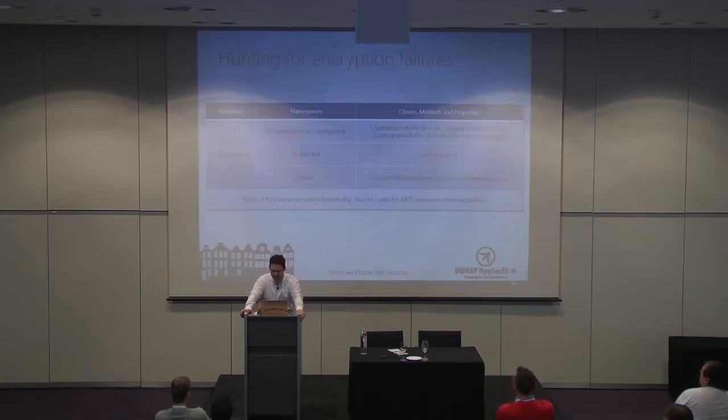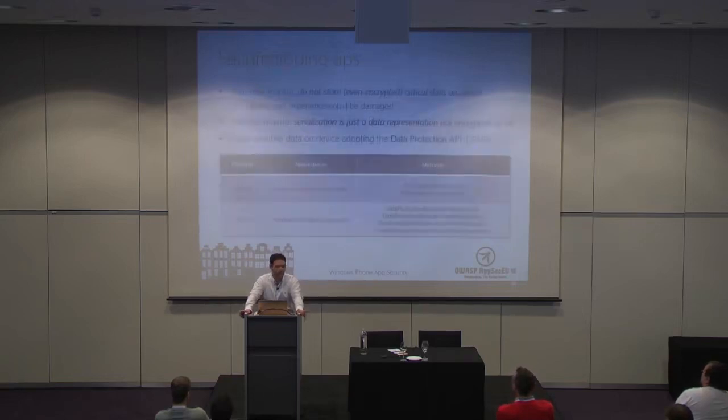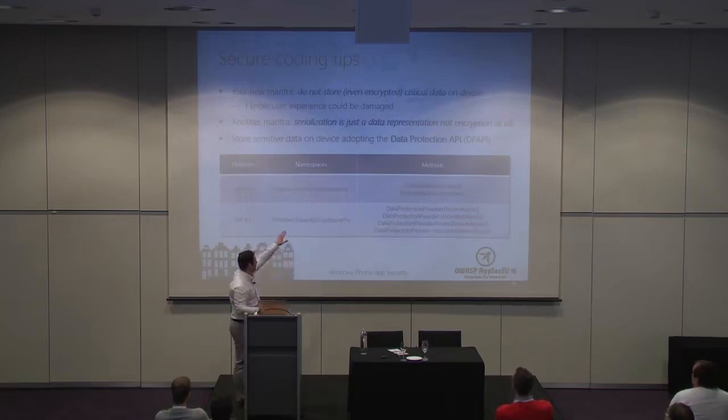Well, I have a mantra for you for today, for your life: do not store even encrypted critical data on the device. Even if this kind of mantra will destroy, can I say, the user experience of your app, it's a trade-off. That's my mantra for today. Another mantra is serialization. In general, encoding is just a data, or better, information representation. It's not encryption. Once again, the use of built-in mechanisms such as the data protection API should be the best way to encrypt and then store our data on the mobile device.